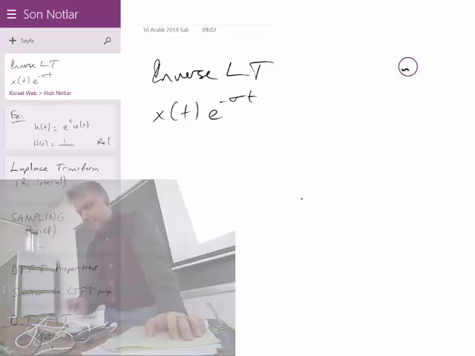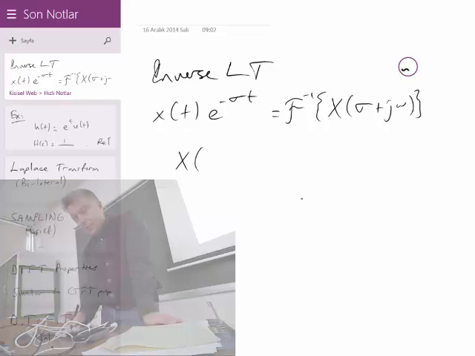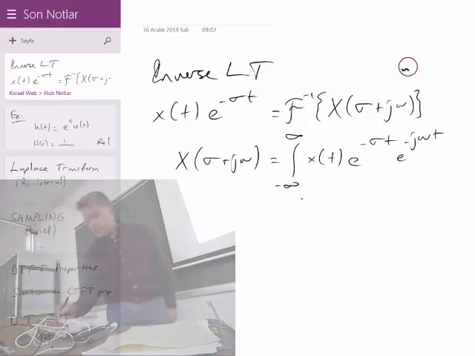to the minus sigma t, which is the real function related with the Fourier transform, is the inverse Fourier transform of X of sigma plus j omega. So what I mean is this. Remember that the Laplace transform X of s, which was X of sigma plus j omega, was something like this. It was from minus infinity to infinity x of t e to the minus sigma t e to the minus j omega t, with a t parenthesis and dt, of course.